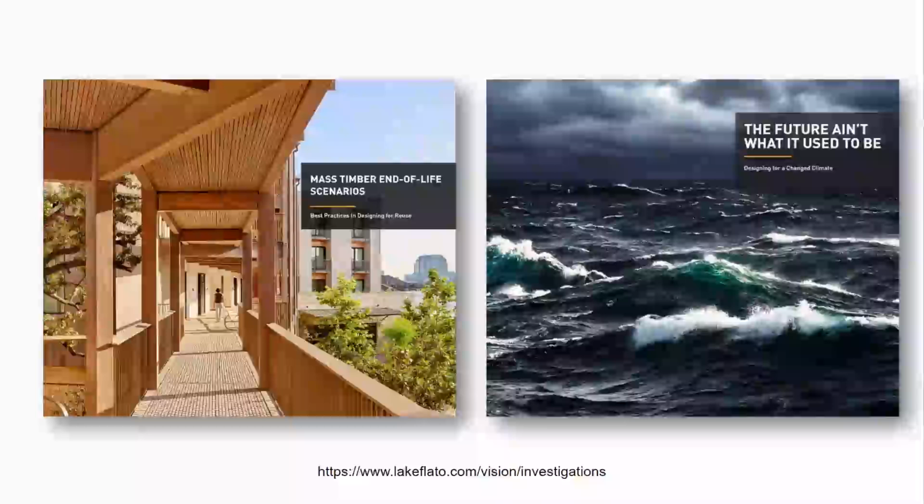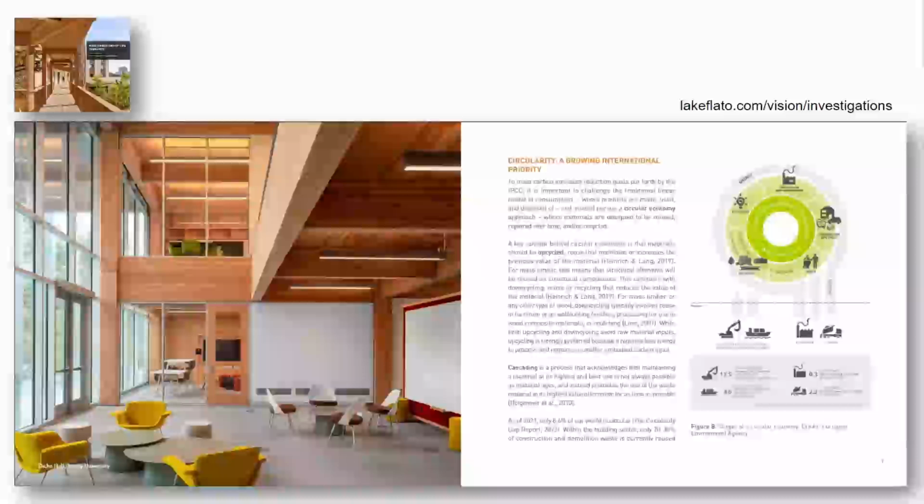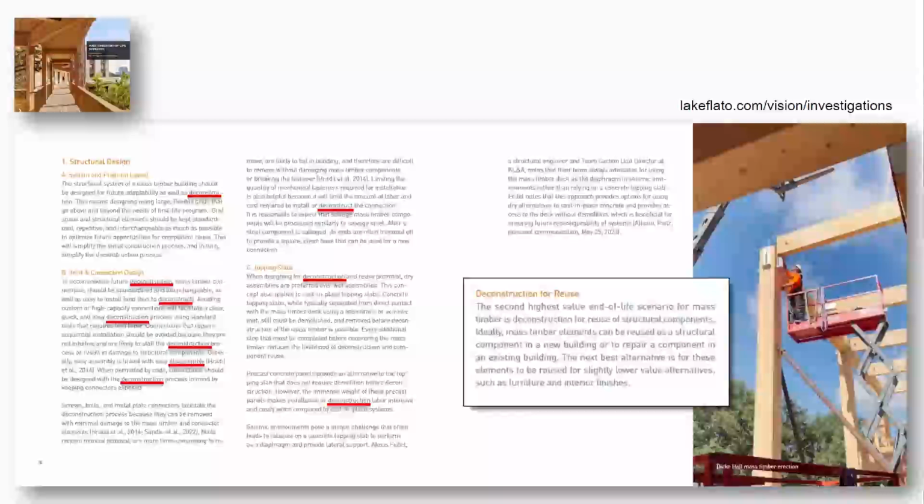Next slide. So mass timber end of life scenarios is a recent paper we published on our website, and on the right is the most recent, designing for future climates. Next slide. And so in the design for end of life scenarios that's published, you can see there's a section on circularity. Next slide. And then just to make it painfully obvious, the idea of deconstruction, as I highlighted on this slide, and the little call out bubble from another page in the middle there talks about the second highest value is deconstruction. Of course, the number one would be adaptive reuse.